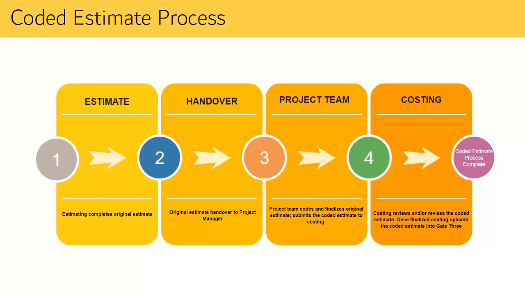Let's review the coded estimate process. The original estimate is completed by estimating. The handover of the original estimate is delivered to the project manager. The project team reviews and finalizes the coded estimate, and costing audits the coded estimate that was submitted by the project team. Once the audit is finalized, costing uploads the coded estimate into Gate 3.